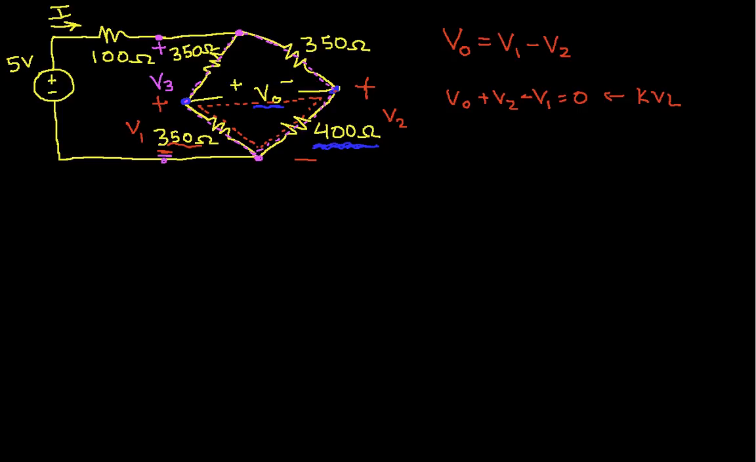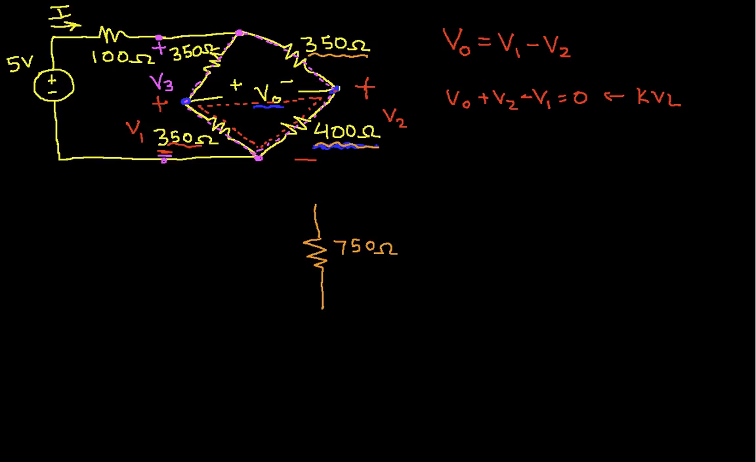So let's see. I have a 350 ohm resistor in series with a 400 ohm resistor, which should give me a 750 ohm resistor. Okay.